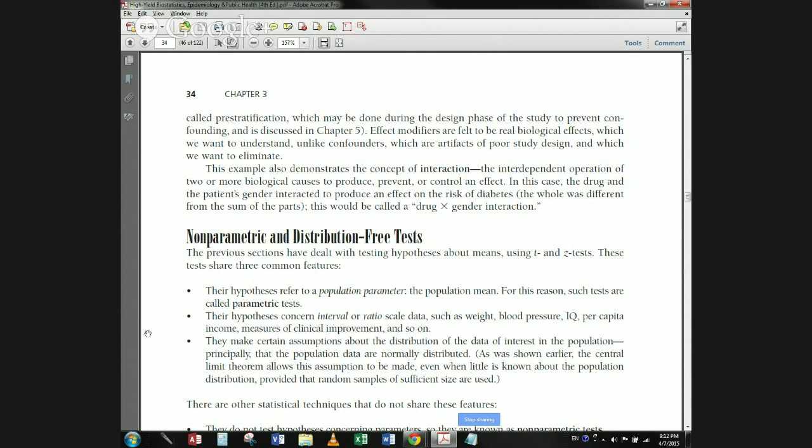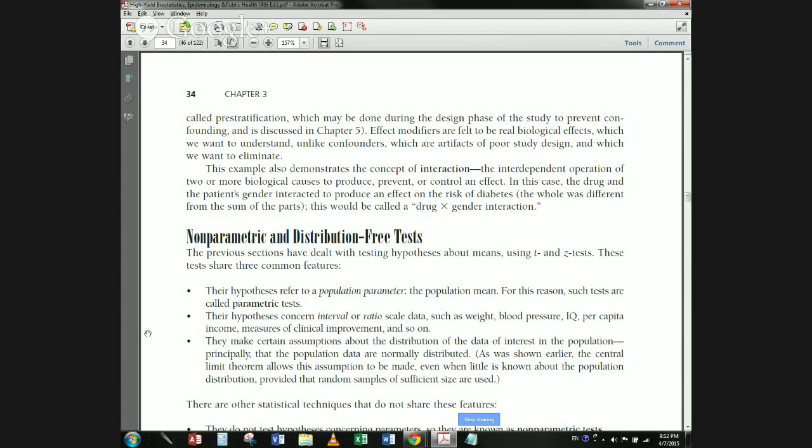Nonparametric and distribution-free tests. The previous sections have dealt with testing hypotheses about means using the t and Z tests. These tests share three common features. Their hypotheses refer to a population parameter, the population mean. For this reason, such tests are called parametric tests.